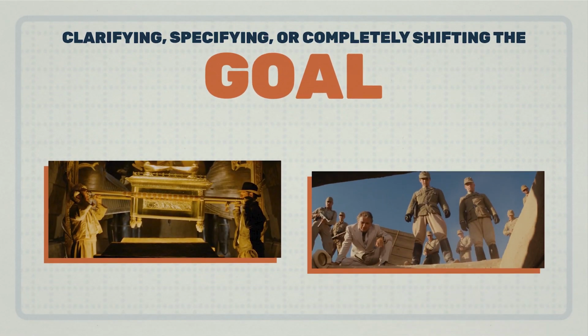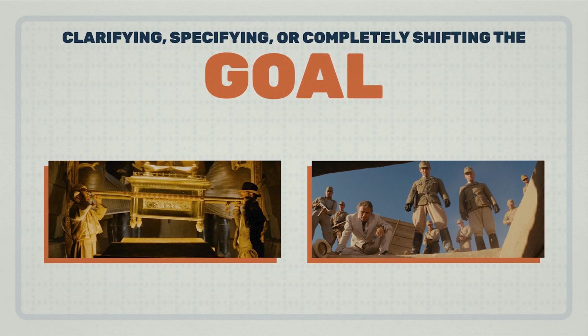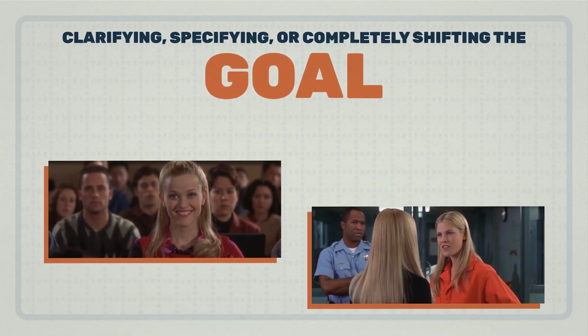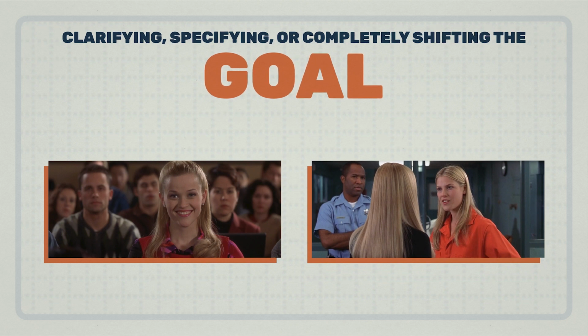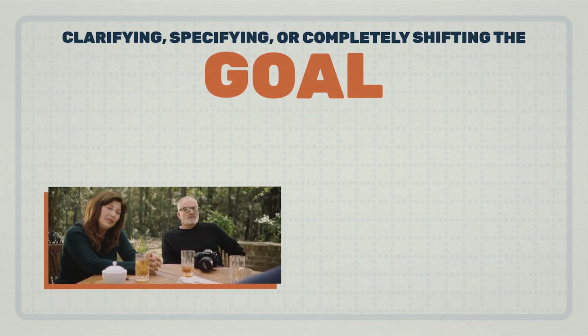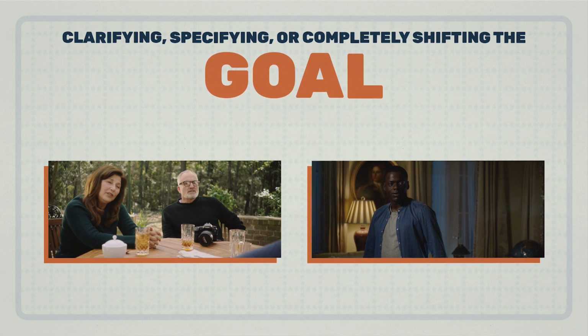The second thing the midpoint can do is shift the goal. It is surprisingly common to have the protag clarify, specify, or completely shift their goal at the midpoint. For example, in Raiders of the Lost Ark, protag Indiana Jones clarifies his goal of finding the Ark to getting the Ark back from the Nazis. In Legally Blonde, protag Elle specifies her goal from doing well at Harvard to winning a specific case. And in Get Out, protag Chris completely shifts his goal from impressing Rose's family to getting out. This can help you add another level to the goal, making it clearer or surprise the audience with a huge twist.